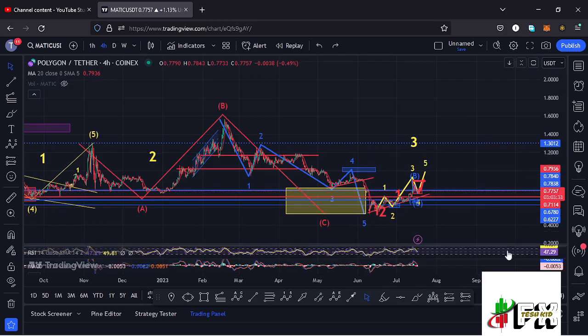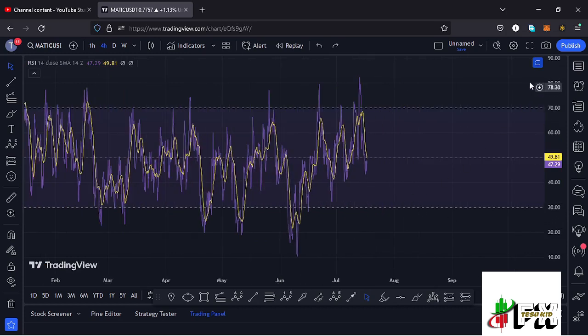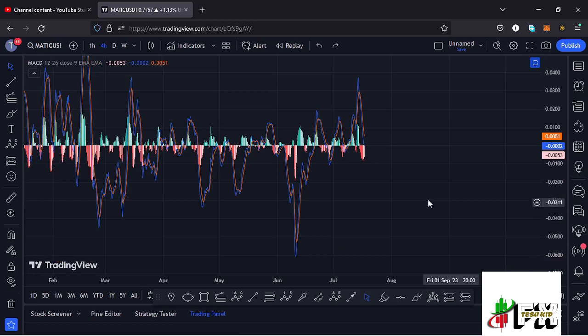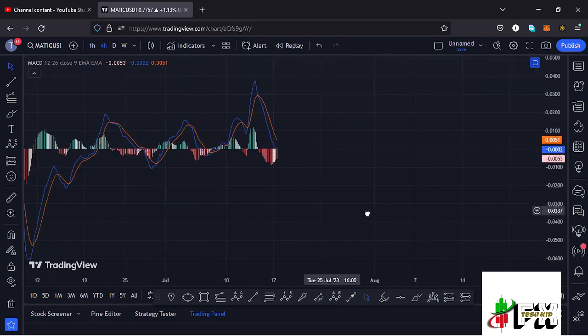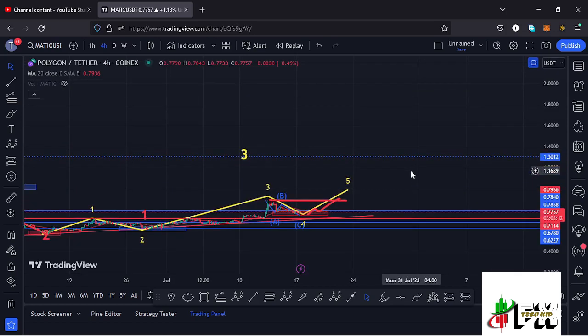Also taking a look at the indicators, on the RSI we are trading at around the 47 mark. On the MACD, we have been able to print a bearish cross, though we are seeing a sharp decrease in the selling momentum, suggesting that soon we might be able to print a bullish cross. So let's be patient and see how that plays out, and I will be keeping you updated.